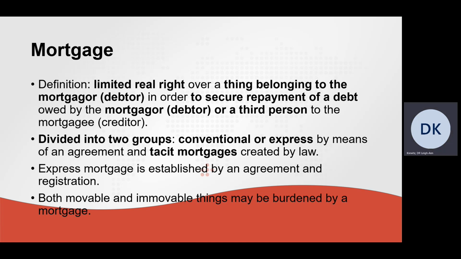A mortgage. A mortgage is a limited real right over a thing belonging to a mortgager in order to secure repayment of a debt owed by the mortgager or a third person to the mortgagee. Mortgages can be divided into two groups, namely conventional or express mortgages created by means of an agreement, and tacit mortgages created by law. An express mortgage is established by an agreement and registration. Both movable and immovable things may be burdened by a mortgage.